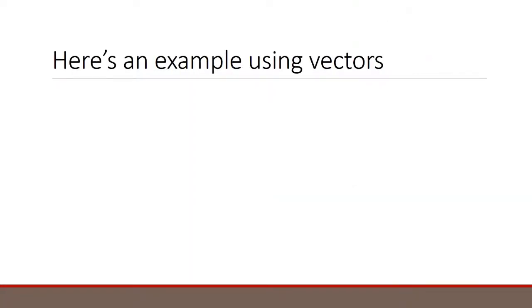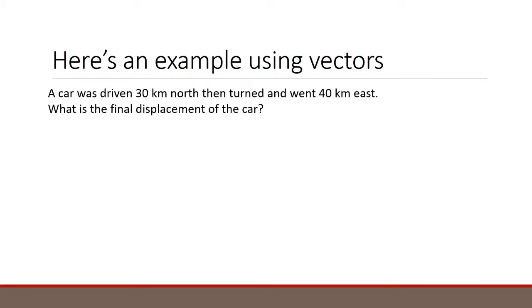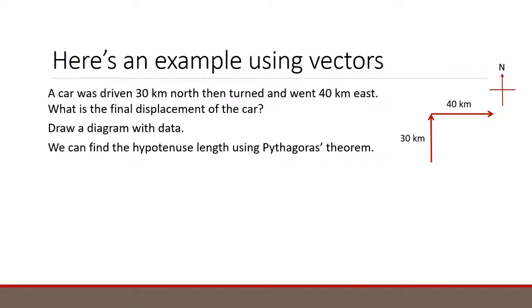Well, here's an example using vectors. A car is driven 30 kilometres north, then turned and went 40 kilometres east. What's the final displacement of the car? Well, firstly, we draw a diagram. Make sure we put in north on the diagram, 30 kilometres for our first vector, and 40 kilometres for our second displacement vector. And then we find the hypotenuse using Pythagoras' theorem.